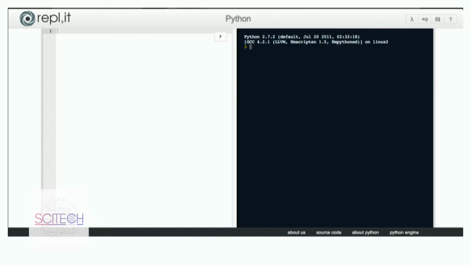Our first attempt actually had no editor. It was only the console, which is the left-hand side.